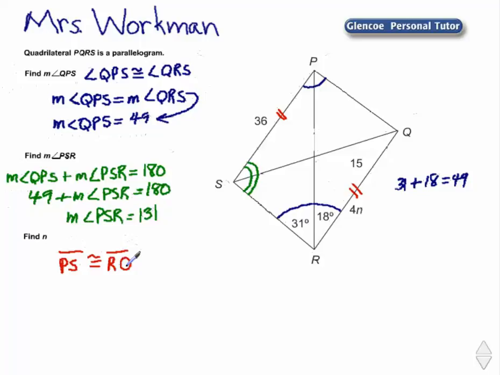If segments are congruent, then the lengths of those sides are equal. So PS is equal to RQ. Substituting, the diagram shows us that PS is equal to 36 and that RQ is equal to 4N. To solve the equation for N, we'll divide both sides by 4, and that shows that N is equal to 9.